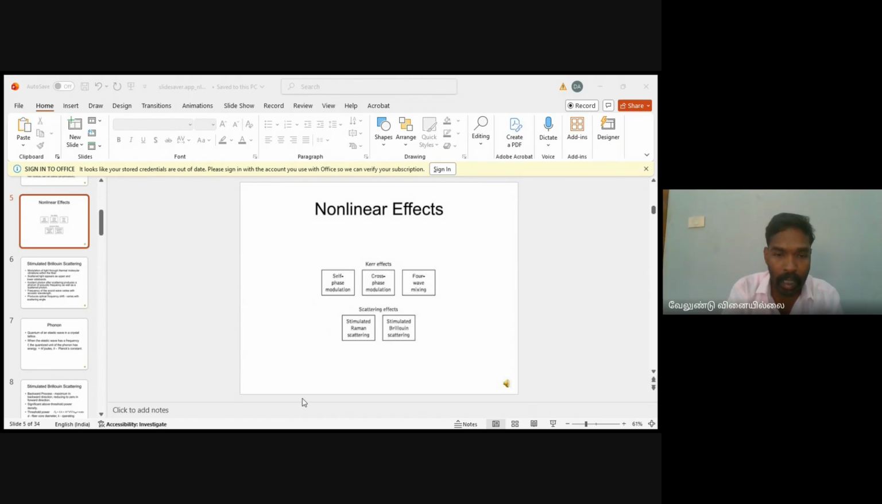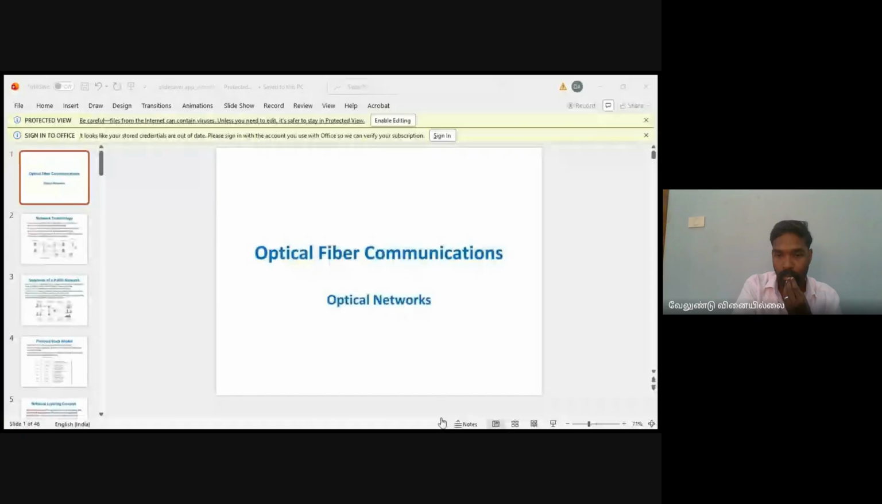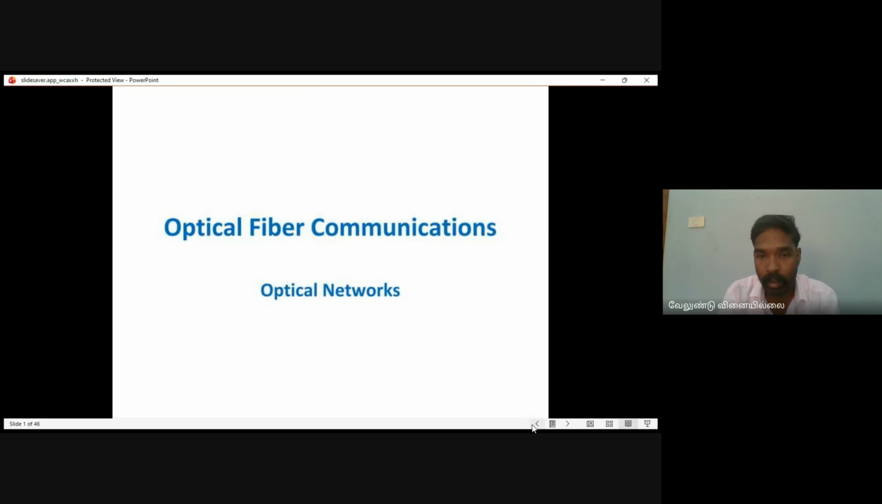Now we are moving to optical networks. Next, we are moving on to optical network. Can you see the slide here? Yeah, thank you.